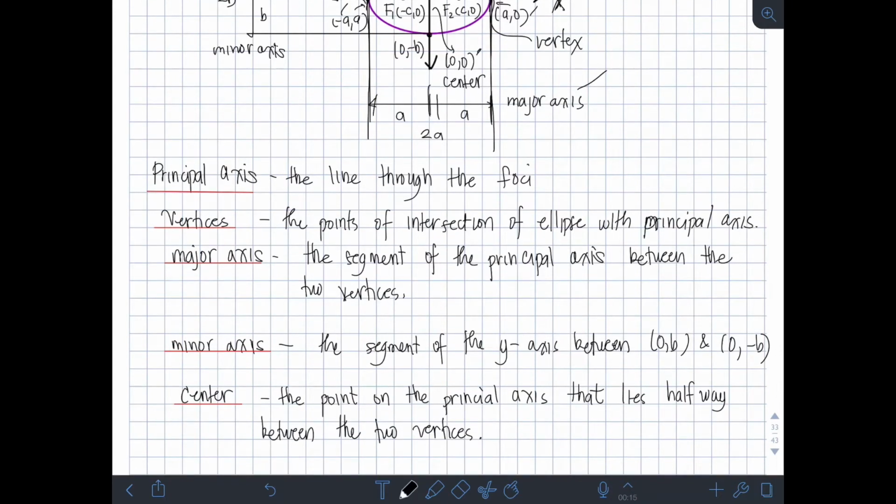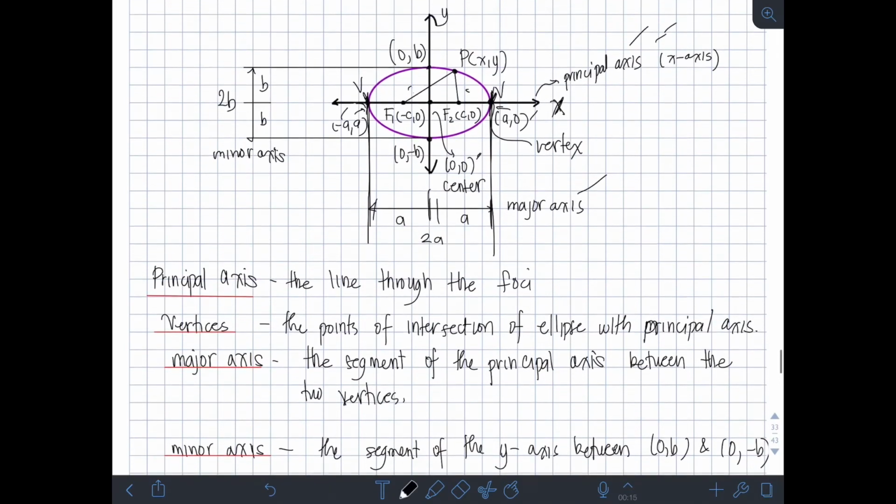Okay? Then, the minor axis: the segment of the y-axis between 0, b and 0, negative b. Okay, so this time, the b that we defined earlier, when we plot it on the ellipse, is 0, b to 0, negative b. So, this segment of the ellipse from negative b to b is what we call the minor axis. Okay? So, it is also equidistant from the origin. The length of our minor axis is 2b, half of which is b. Right? So, when it's the minor axis, remember, it's the smaller one. And when it's the major axis, it's the larger one.